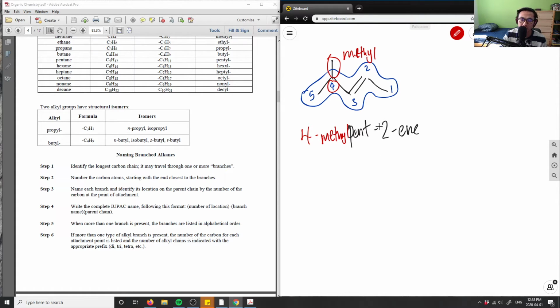We can double check that because we have 5 as our longest chain. 2 is the location of our double bond, and ENE is our double bond. This methyl here represents the methyl at carbon 4. So 4-methyl-pent-2-ene is the correct answer for this compound here.